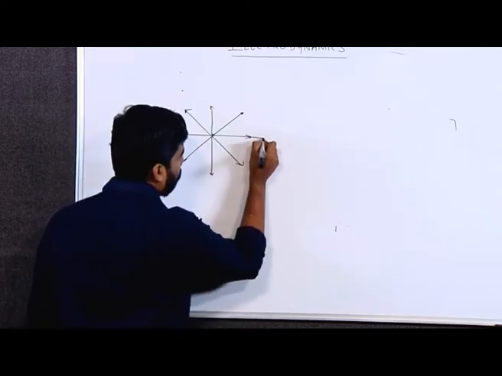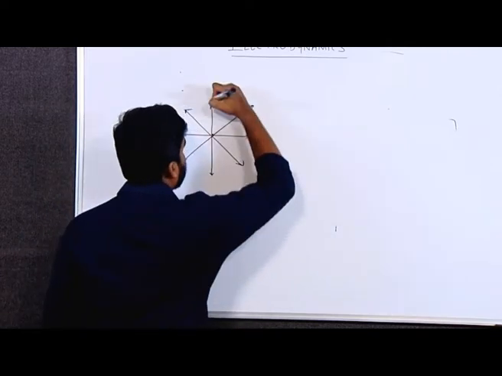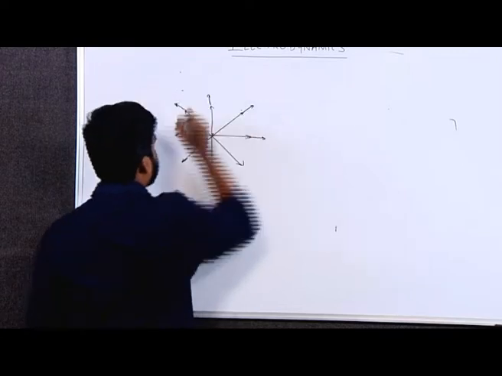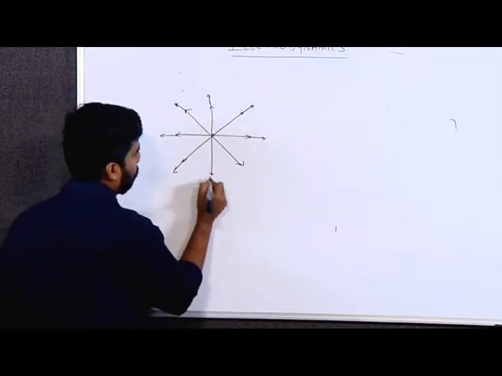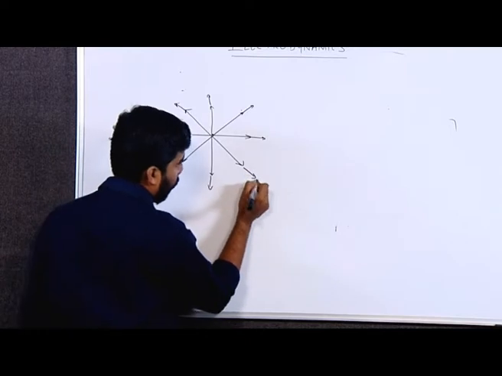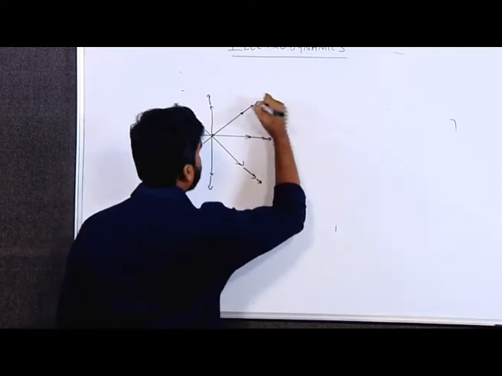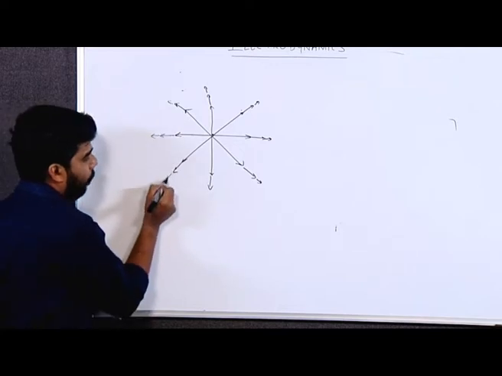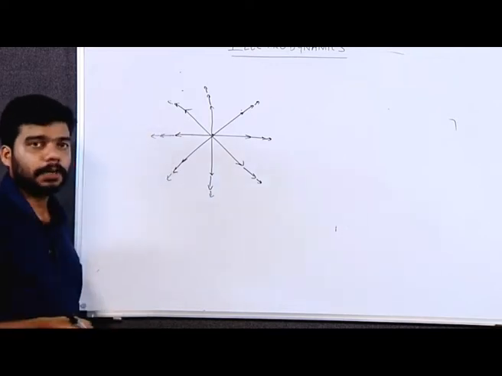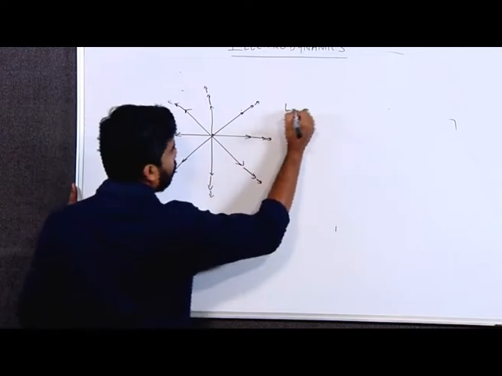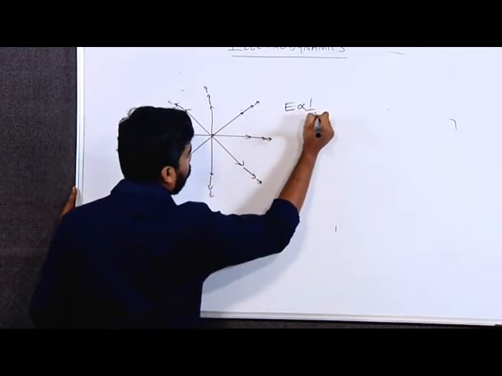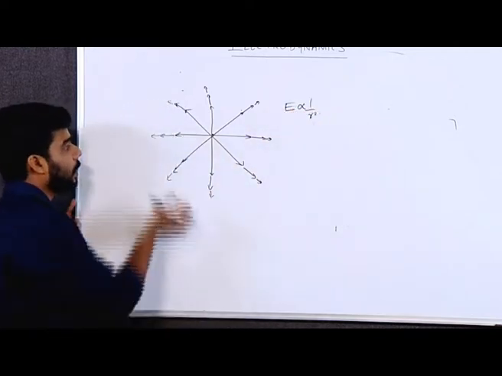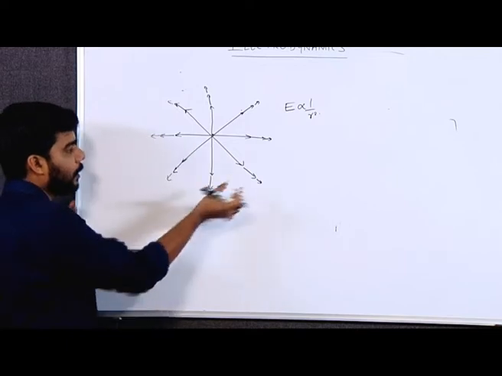And I am drawing some small vectors here, and another small one. Why am I drawing these small arrow marks? Because E is a function of 1 by r square. E is directly proportional to 1 by r square. As distance increases, its intensity decreases.